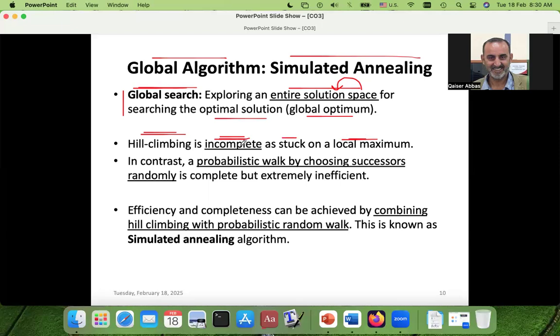So to get rid of this situation, what can we do? We can do a probabilistic walk, a walk in which a probability value is involved. How will we do that walk? By choosing successors. Successors means the neighbors of the current state. We will select the next neighbors randomly.